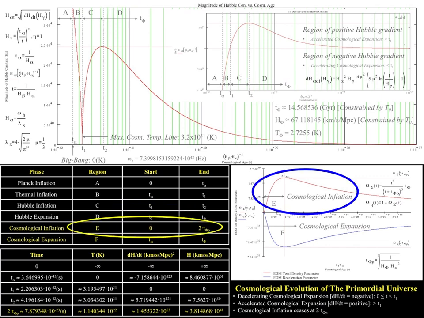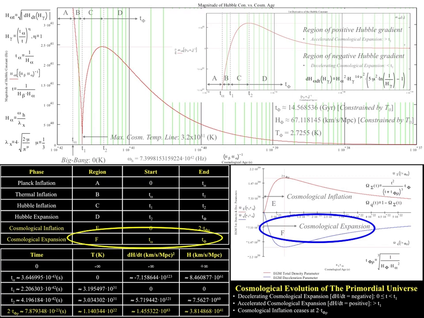Region E denotes the period of cosmological inflation, from t equals 0 to 2t phi rho. So, cosmological inflation ended when the universe was approximately 10 to the minus 23 seconds old. Region F denotes the broader period of cosmological expansion, from the Big Bang at T alpha, to the present epoch. An important takeaway from this illustration is that cosmological inflation was a multi-event, multi-process period. This is why we term it the cosmic envelope.